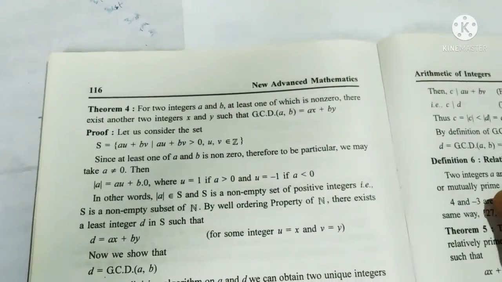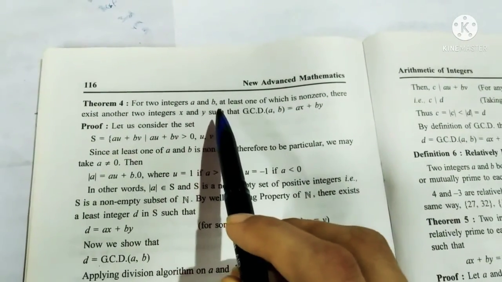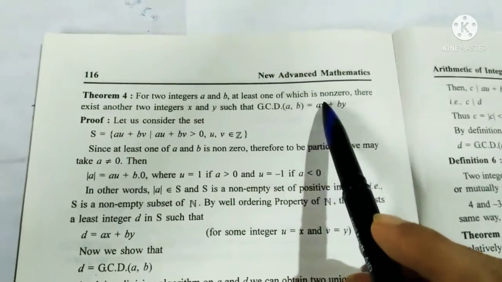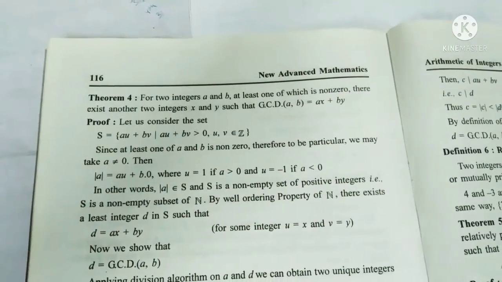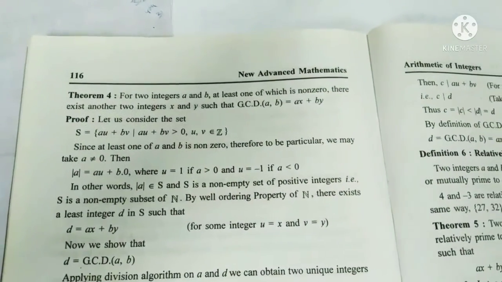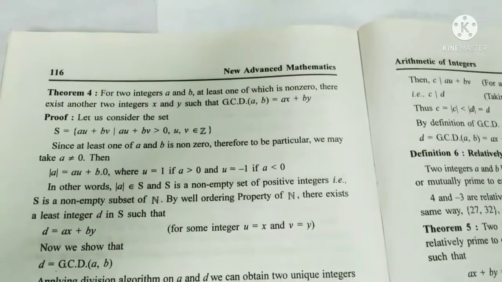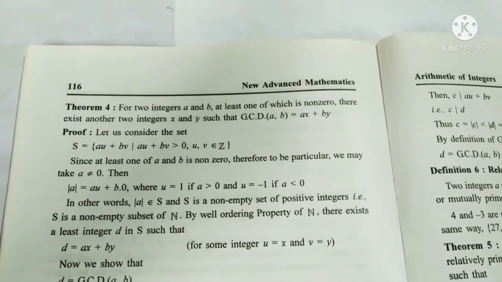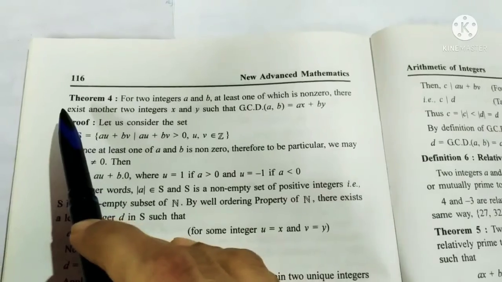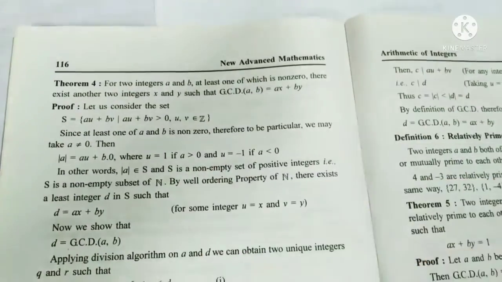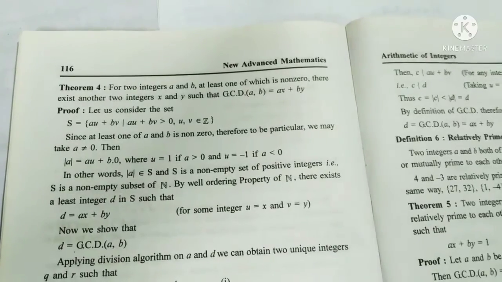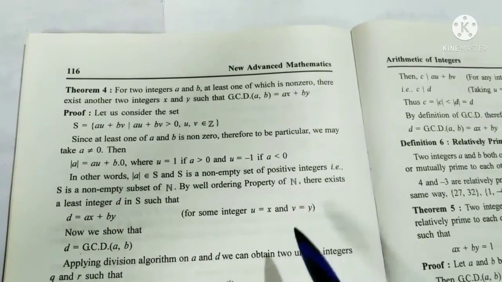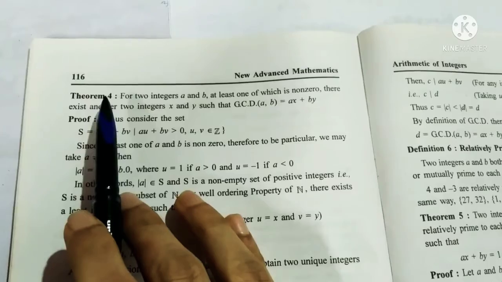Theorem 4. For two integers A and B, at least one of which is non-zero, there exist another two integers x and y such that GCD of A and B is equal to ax plus by. Very important theorem, this one. This proof we will discuss later. In this video we will not discuss this proof, just remember this theorem.